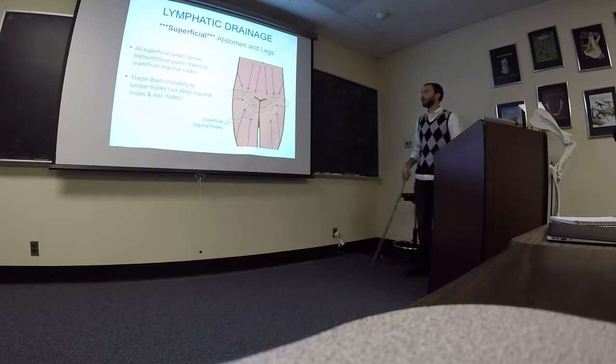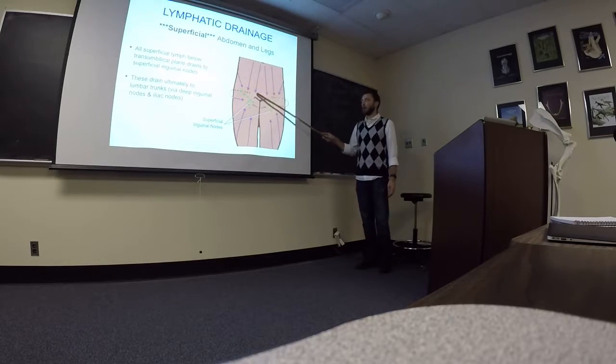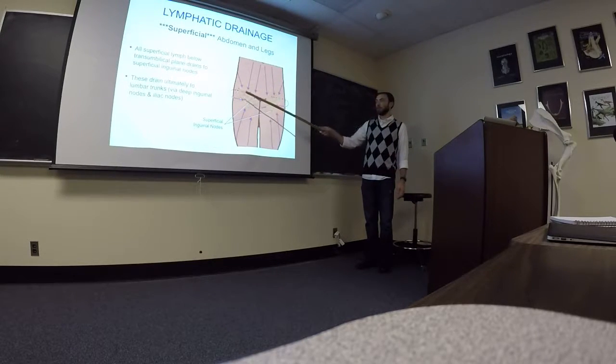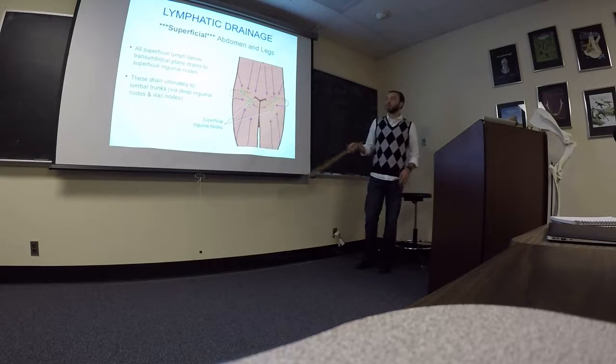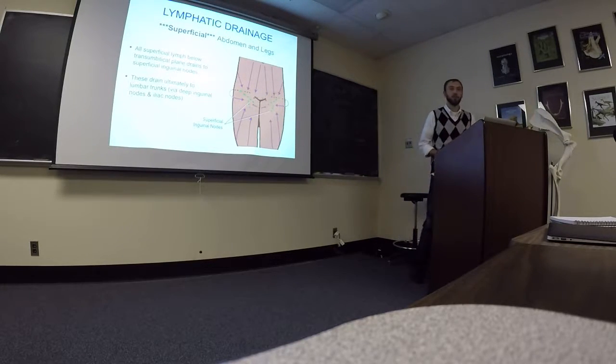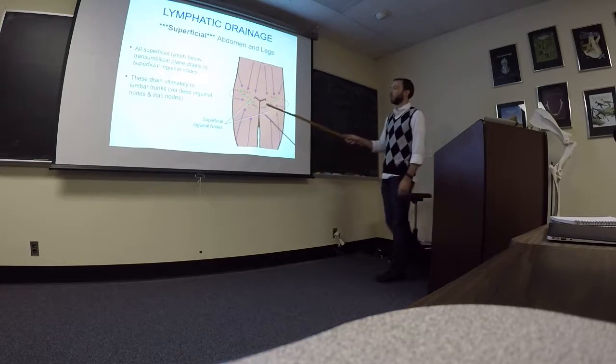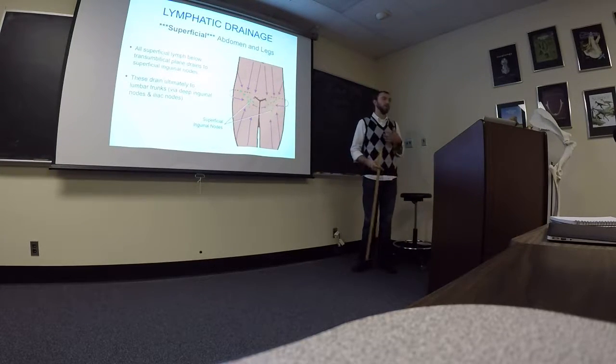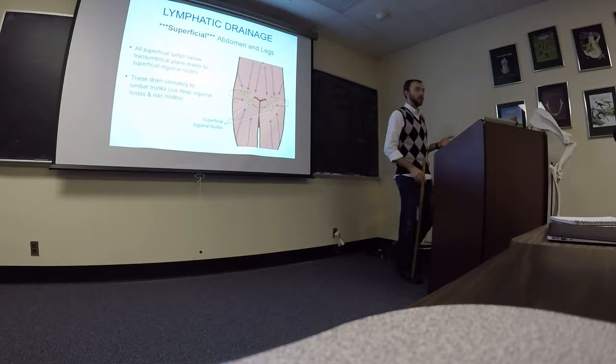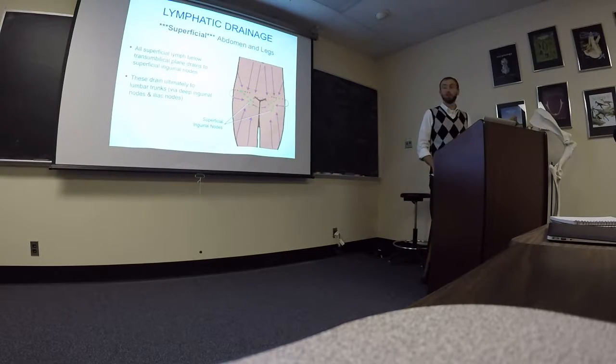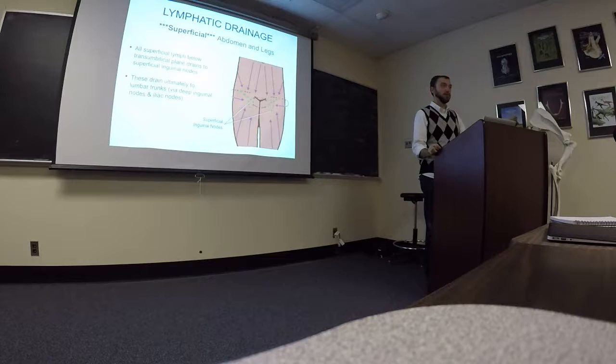And then for the abdomen and legs, everything is going to drain either down from the abdomen or up from the legs, and maybe around from the back towards the front, into the superficial inguinal nodes. And these superficial inguinal nodes will then drain deep to the deep inguinal nodes, which will then drain through a series of other nodes to eventually get to our lumbar trunks. All right, any questions about superficial drainage? No, okay, that's it for what you need to know about the lymphatic system for this class.